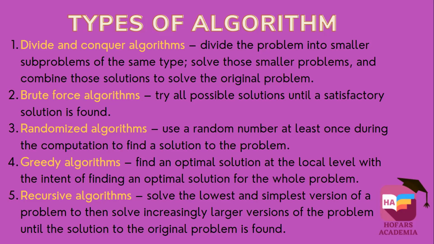It solves the lowest and the simplest version of the problem to then solve increasingly larger versions of the problem until the solution to the original problem is found. In recursive, the problem is broken down into a smaller problem and it is going to call itself again and again until your problem is solved, or else the condition is false.